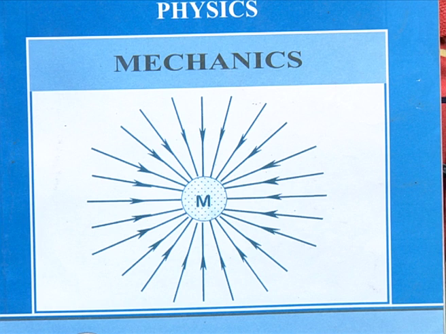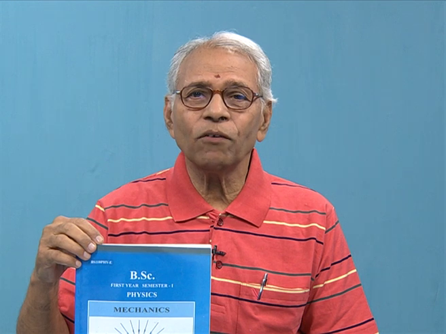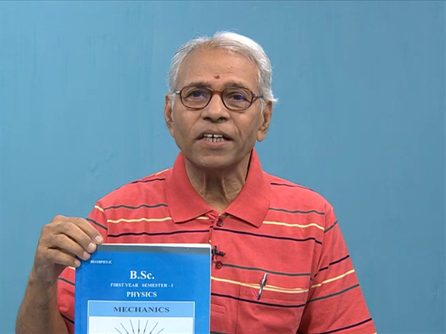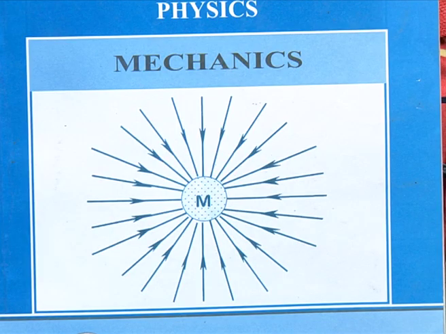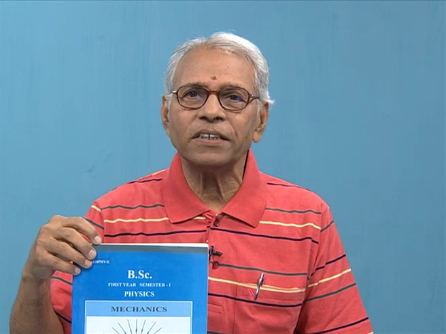This diagram shows the arrow marks towards the center. This is represented by a mass. For example, take the case of the earth: wherever you allow a stone to be let down, it will fall down, directed towards the center of the earth. So this central point is the mass, and this is called gravitational pull towards the center. This can be called convergence. Convergence is the reverse of divergence. Negative divergence is called convergence.